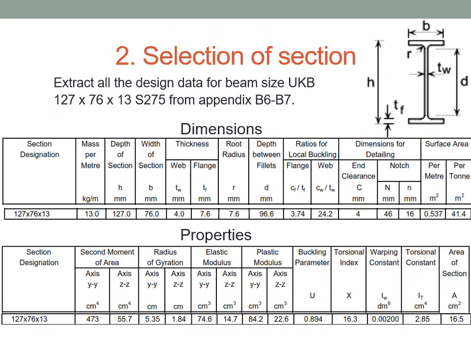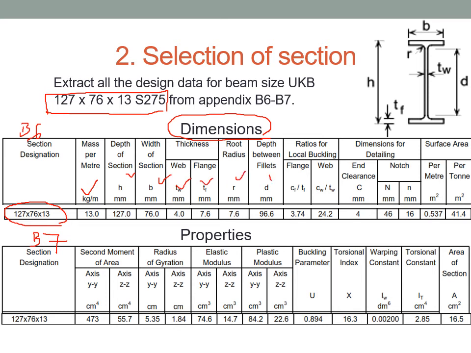Also at the appendix B6, the same size of the beam, you need to extract all the design data. We are going to use this size of the beam. This one is in appendix B6 and this one is in appendix B7. From B6, it gives you the dimension of the beam: the weight of the beam per meter, the height of the beam, the width of the beam, thickness of web and flange, the radius, the depth, the ratio, and so on.